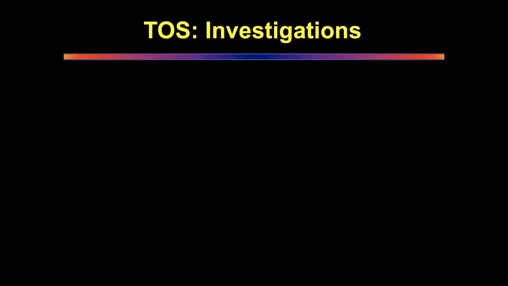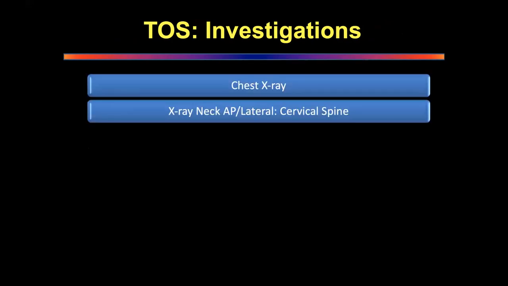Okay, now let's talk about how you will investigate a patient who's got thoracic outlet syndrome. The first and foremost is chest x-ray and x-ray of the neck. Don't forget that this is the basic investigation. The x-ray of the neck will show you any pathologies in the spine, and it's got to be AP and lateral. You might see osteophytes in the cervical column. A lot of things can come up on an x-ray of the neck and might not actually lead to a diagnosis of thoracic outlet.